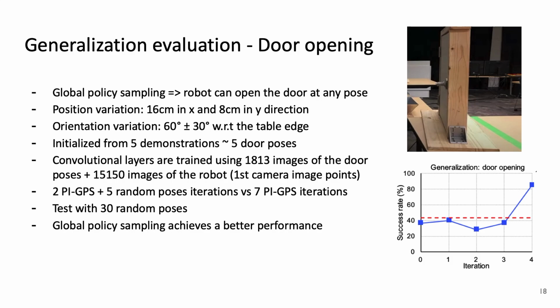So, to determine the degree to which global policy sampling improves generalization, it is applied in the door task. The model aims to teach the robot to open the door placed at any pose inside the training area. The final policy is able to open the door in 93.3% of the test instances.